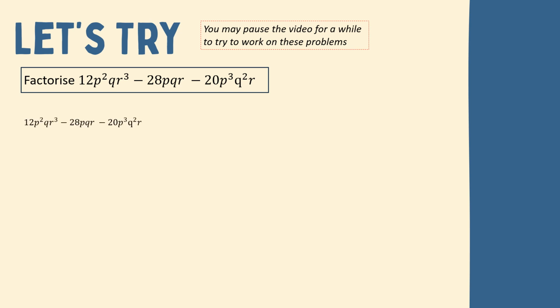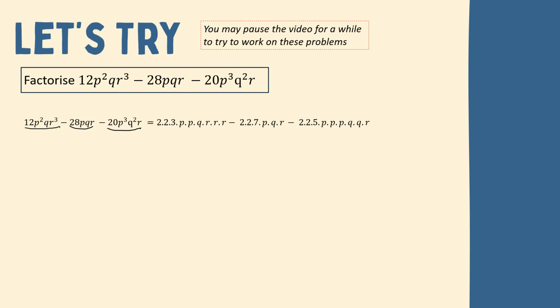So, you need to decompose each term, right? Let's start from 12p squared qr cubed. We can decompose it into 2 times 2 times 3 times p times p times q times r times r times r. Next, minus. We can decompose 28pqr into 2 times 2 times 7 times p times q times r. And what about the last term? We can decompose it into 2 times 2 times 5 times p times p times p times q times q times r.